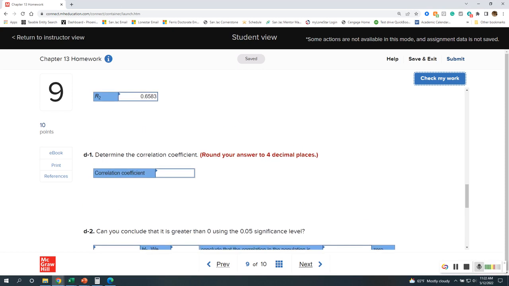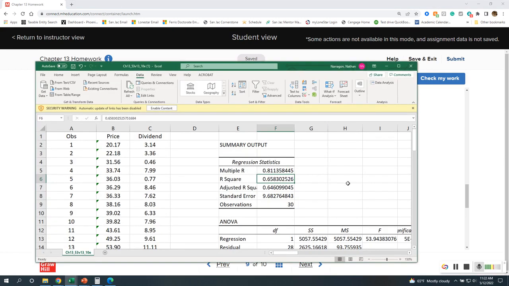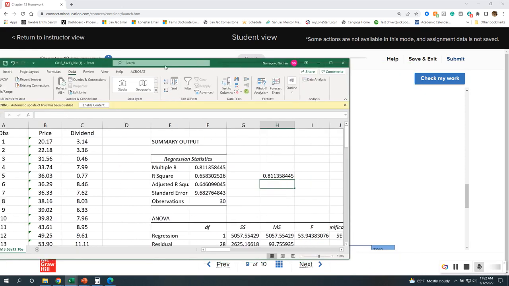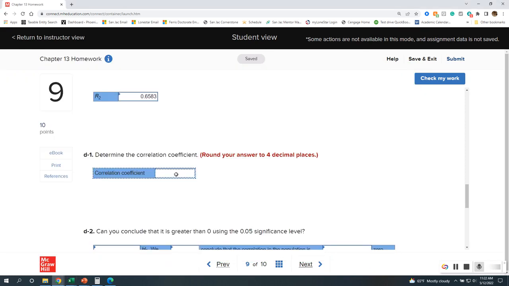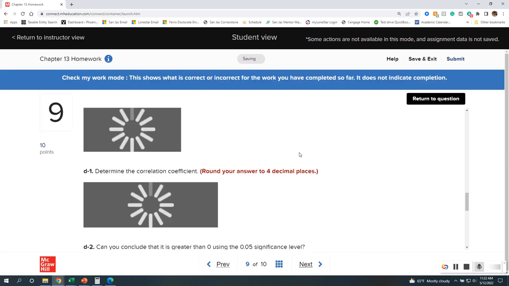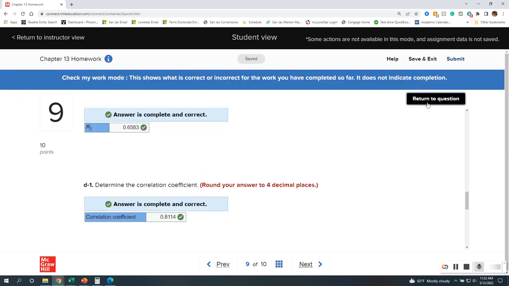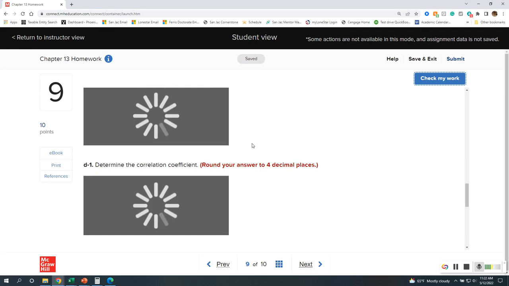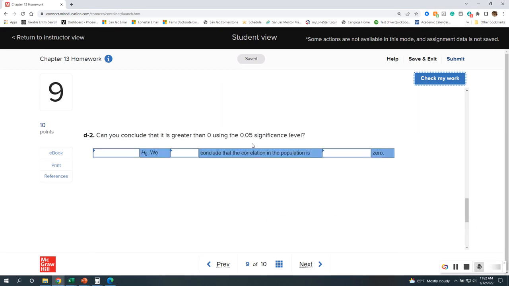Okay, determine the correlation coefficient. Y'all know this drill? We're going to hit equals square root of r squared equals 0.8114. Again, notice how I'm always double checking my stuff.